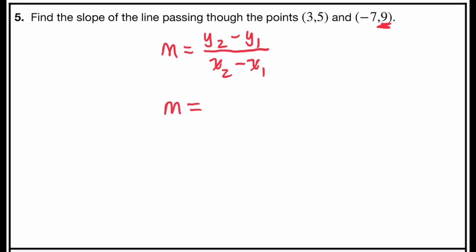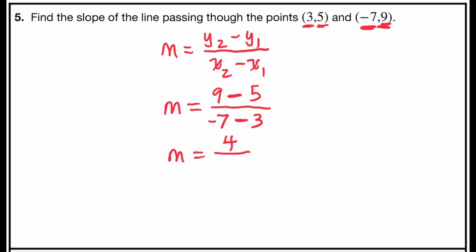The second y coordinate is 9 minus the first y coordinate is 5, over the second x coordinate is negative 7, minus from the formula, the first x coordinate is 3. So now I'm going to subtract and then divide if possible. 9 minus 5 is 4, and negative 7 minus 3 is negative 10.